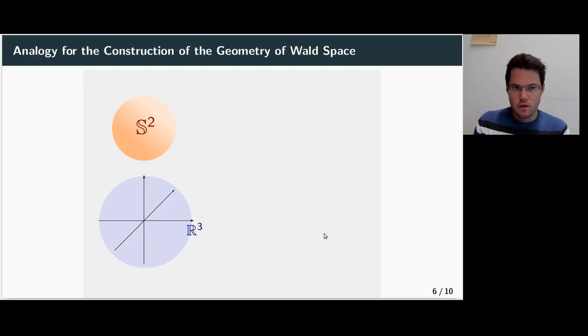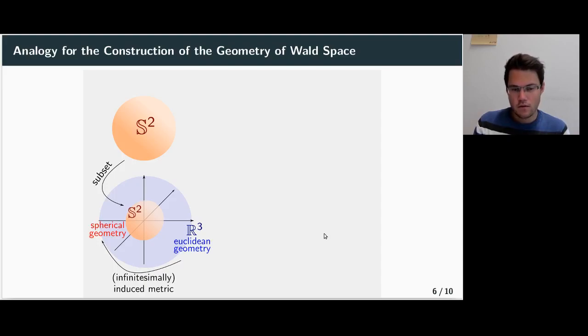Let's consider the following analogy for this. We can embed the sphere into R3, right? And then we choose very consciously the Euclidean geometry on R3, and we take the infinitesimally induced metric on the sphere, so we would obtain the spherical geometry, also called the arc length distance on the sphere. And then we view the sphere again out of context, and we obtain a metric space.